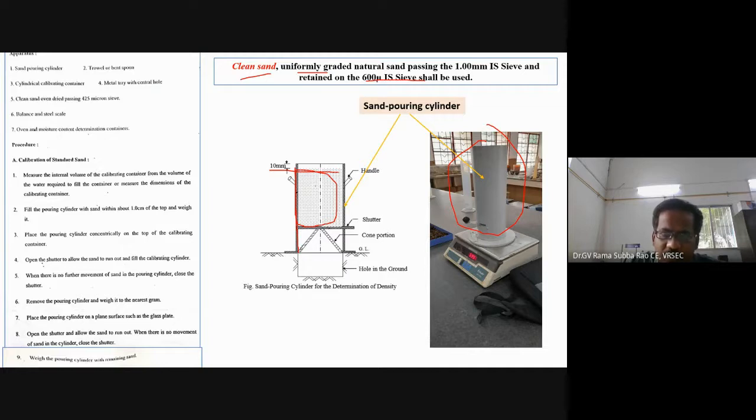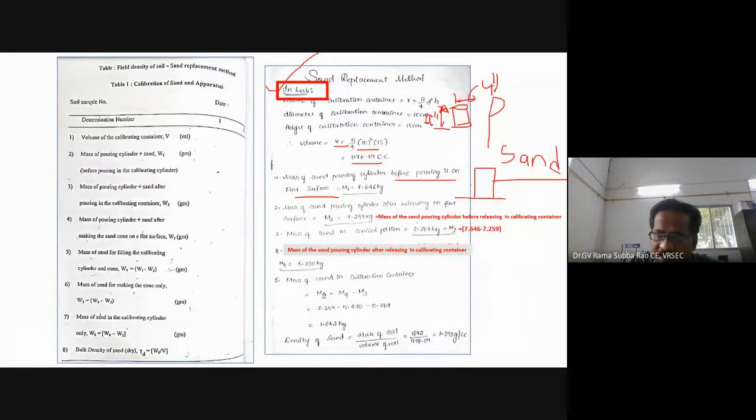The sand pouring cylinder has a shutter. You open the shutter, the sand will fall. If you close the shutter, the falling of sand will stop. Here you see, we opened the shutter, and the sand has fallen on the flat surface. Now we take once again the mass of the sand pouring cylinder after releasing on the flat surface.